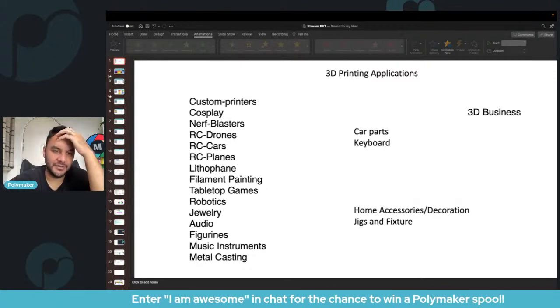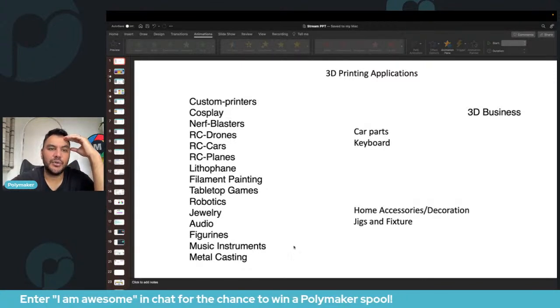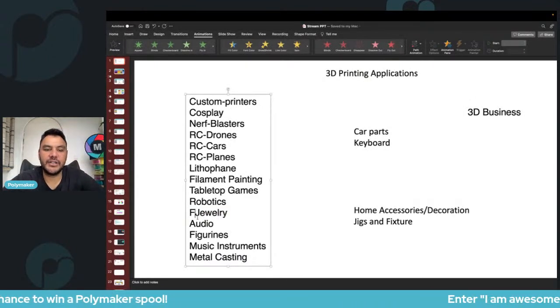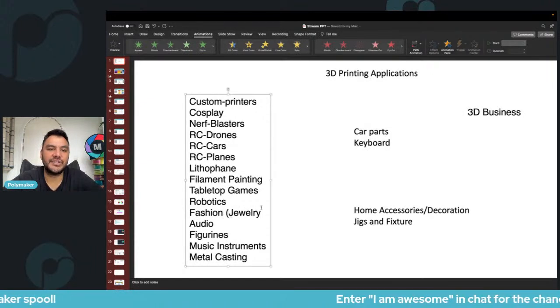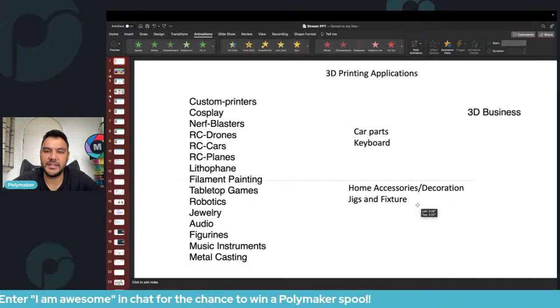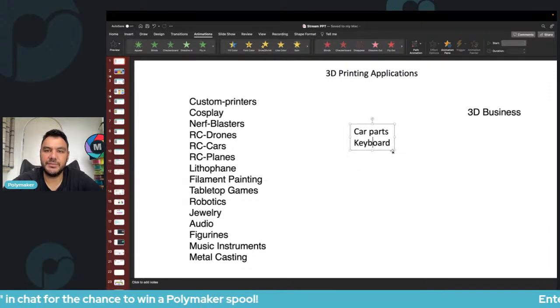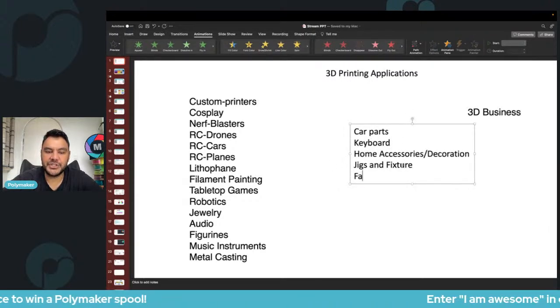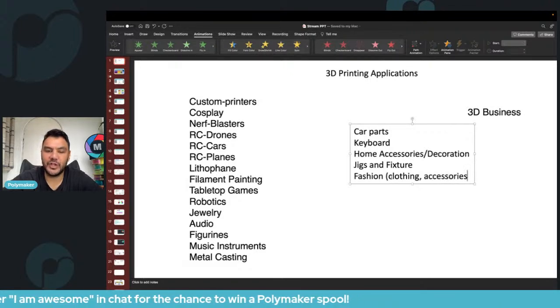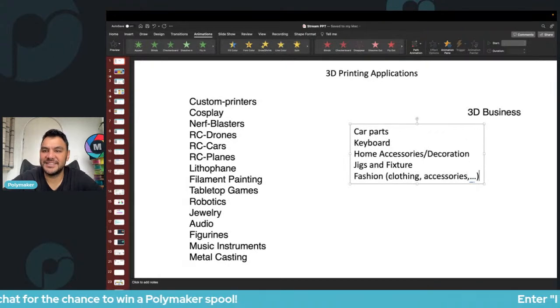Fashion, yeah, fashion. Another good idea. So would that be in jewelry, or is that higher? Is jewelry a sub part of fashion? Clothing, accessories. Yeah, fashion is also a good idea. So let me put them together: fashion, but we'll have to know, like, clothing, accessories. Oh my god, you guys have so many good ideas.